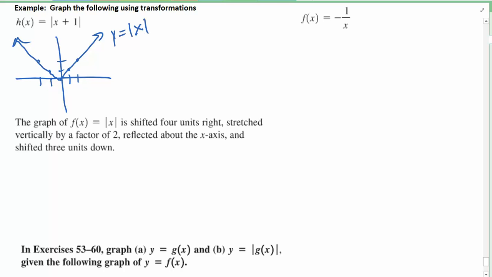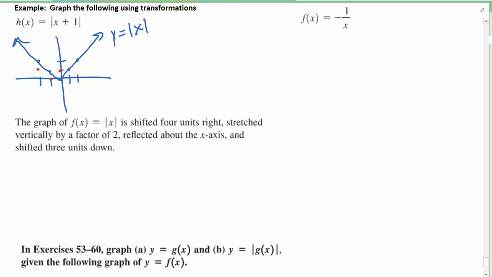Now, if you do absolute value of x plus 1, that is going to shift it to the left 1 unit. So this 0, 0 is going to become negative 1, 0. And then this negative 1, 1 is going to become negative 2, 1. And the 1, 1 becomes 0, 1.